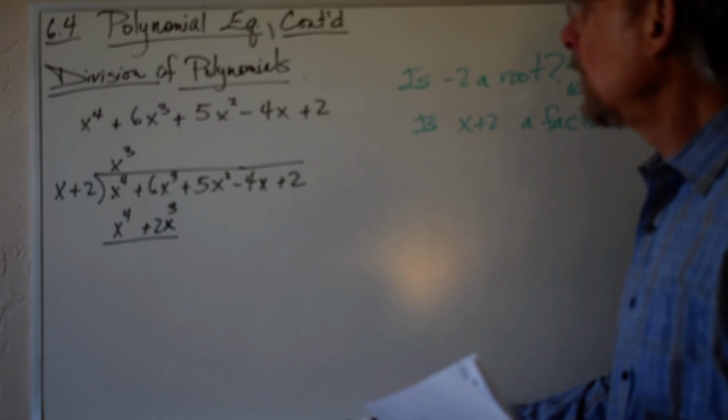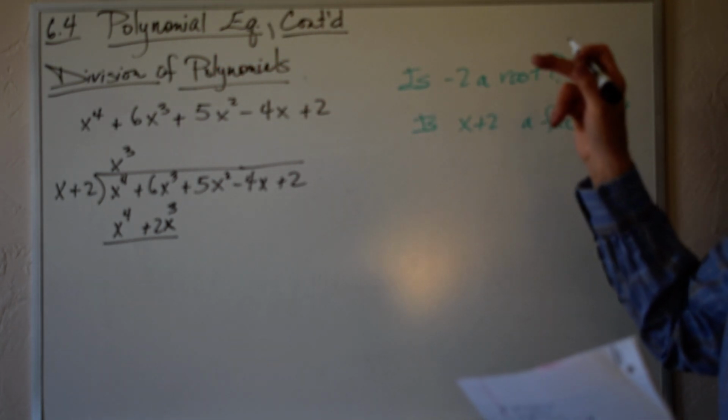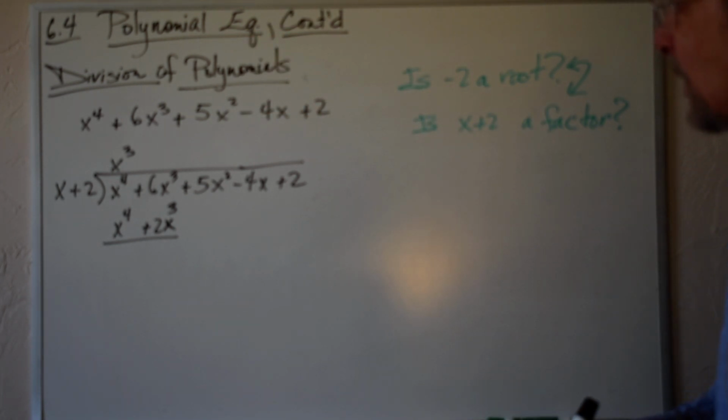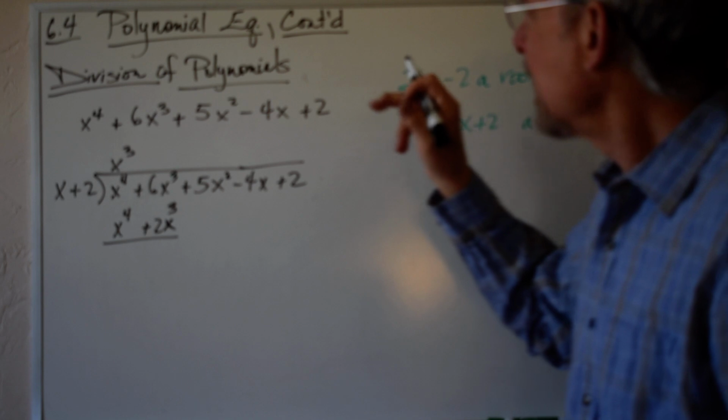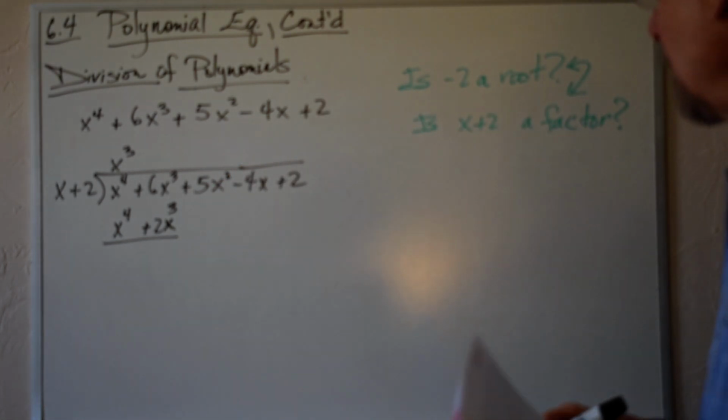All right, let's continue on to section 6.4, polynomial equations continued. A couple of abbreviations there. This has a lot more complication to it than the previous section.